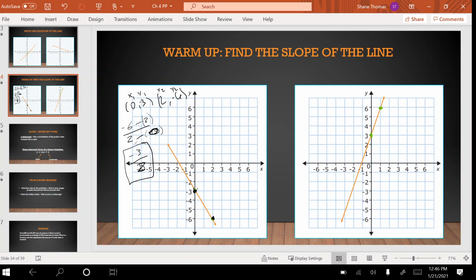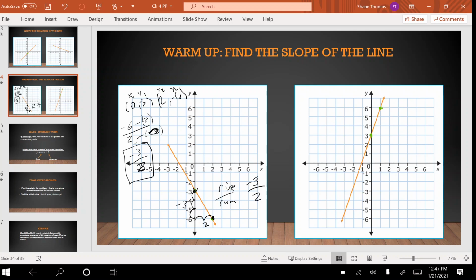The next point's on the right, isn't it? Is it above or below it? Below. I go down 1, 2, 3 spots. So I went down 3. Okay? Now I have to go to the right. Go over 1, 2. This is my rise. Up and down is my rise. Rise over run. So my rise is -3. What would my run be then? 2. So it doesn't matter which way I did it, I still got the same answer.